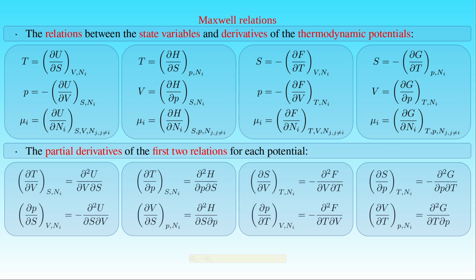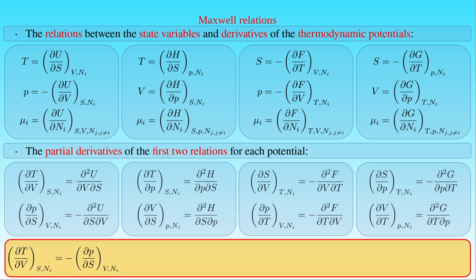The first pair of the equations gives the relation stating that the partial derivative of the temperature T with respect to the volume V at constant entropy S and number of particles Ni is equal to minus the partial derivative of the pressure P with respect to the entropy S at the constant volume V and number of particles Ni.